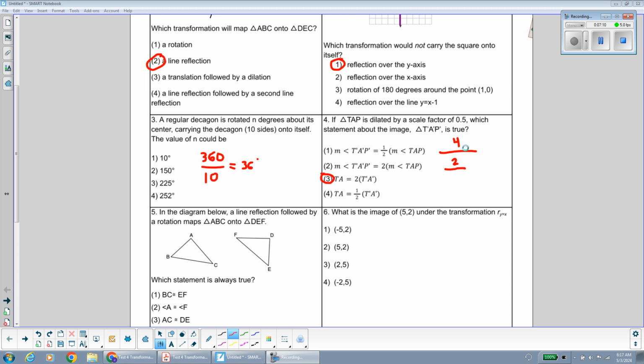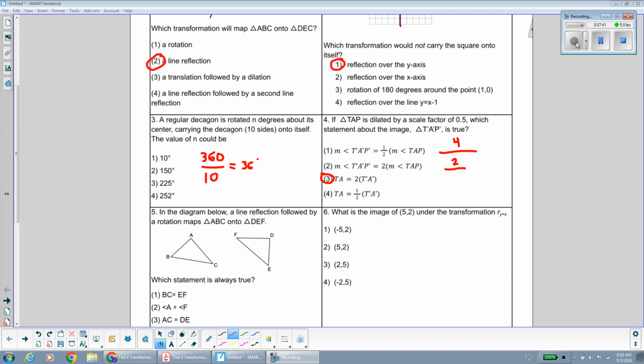Sorry, the original is double the new one. The reason why answer choices 1 and 2 are not correct is because when you dilate a figure, or when you do any transformation to any figure, the angles don't change. That's because dilations produce similar figures. Similar figures have different side lengths because they're different sizes, but they have congruent angles. None of the transformations change angle measure.